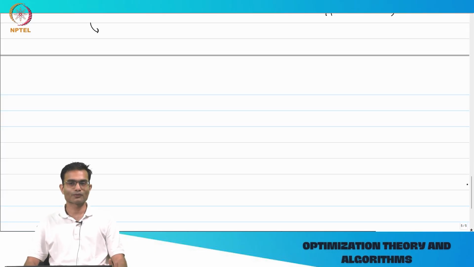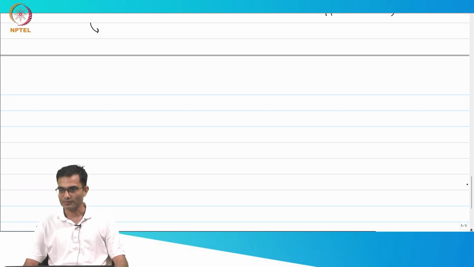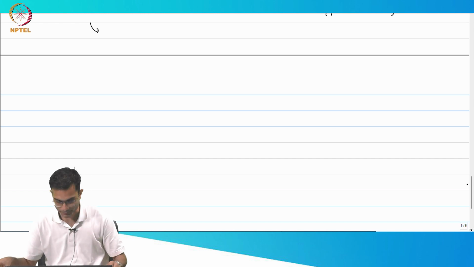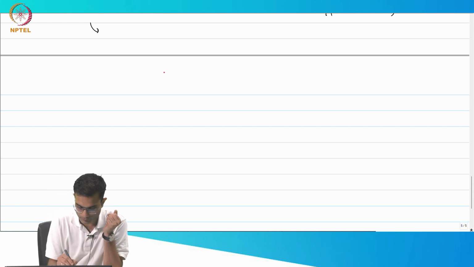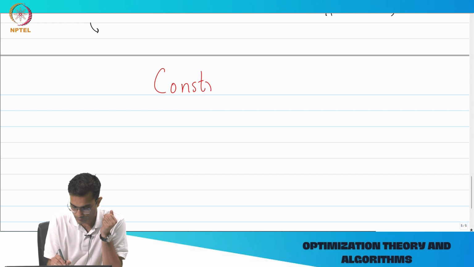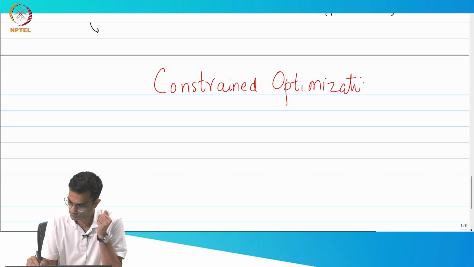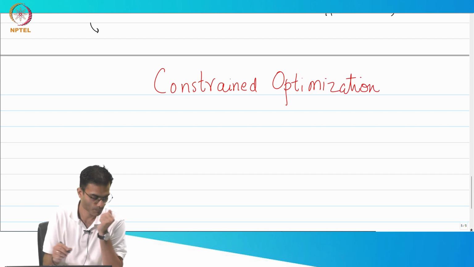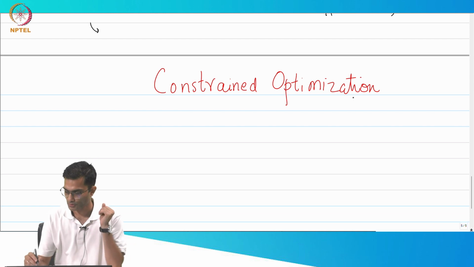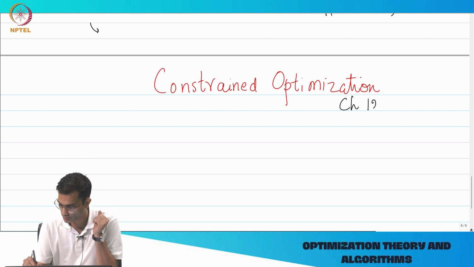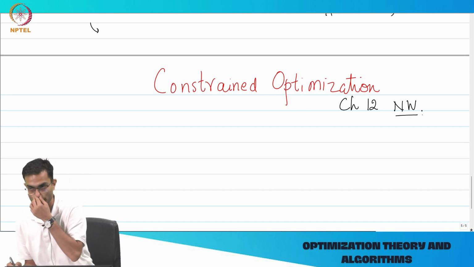Alright, so we are going to move to the next part of this course, the final leg of this course, which is a very important part, which is constraint optimization. For those of you following the book, this is roughly chapter 12 of Nocedal and Wright, roughly.